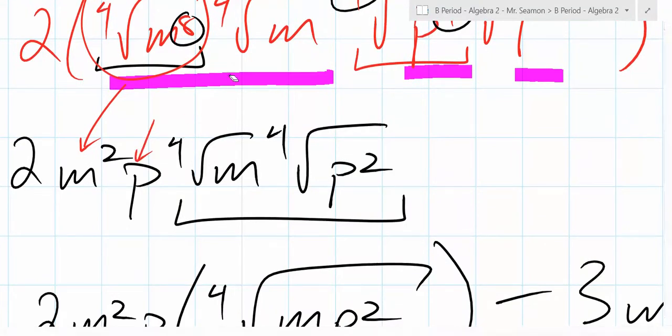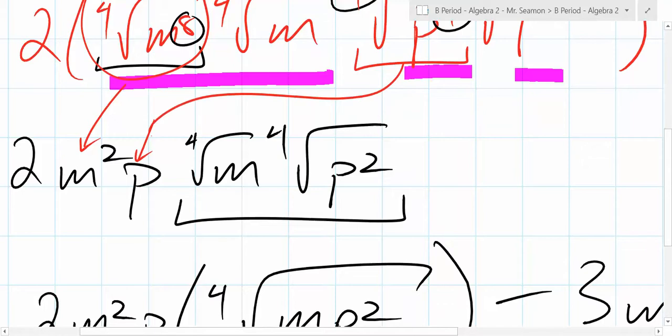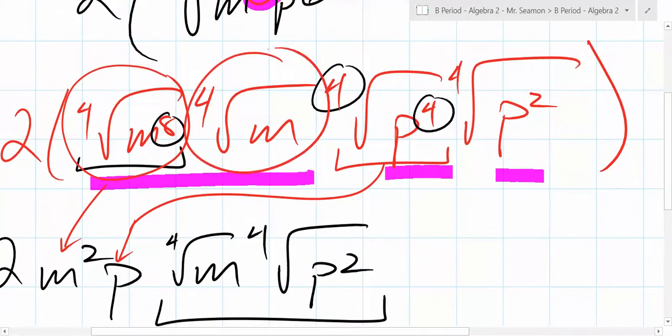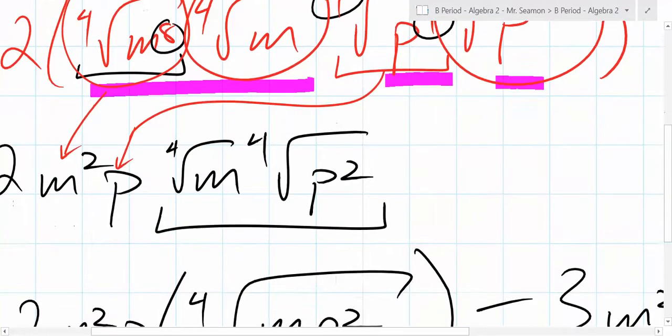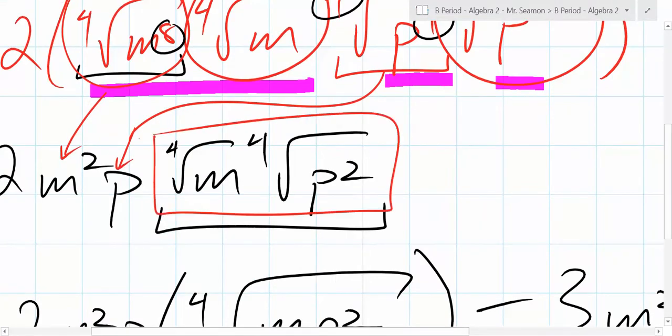Let me just make this a little clearer. This is to the 4th power right there. So this one came from there. So what are you left with? This is still left. We can't simplify that, right? That's the 4th root of m. And this is still left. It's the 4th root of p squared. So both of those are still left right here.